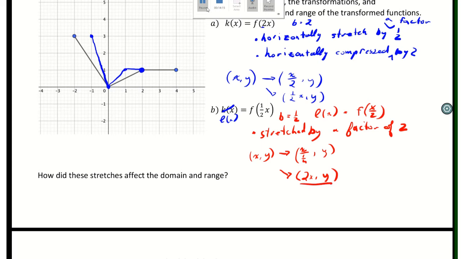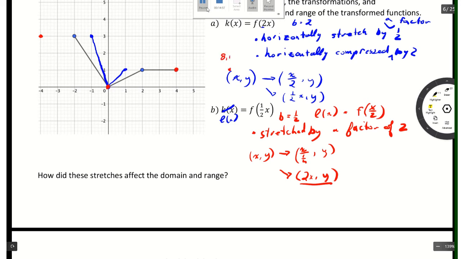So what's happening with the x values? Well, we're really stretching them by a factor of 2. So (-2, 3) becomes, well, you multiply the x values by 2. Negative 2 times 2 is negative 4. (0, 0) remains (0, 0). Now, this kind of looks clumsy, so I'm just going to see where my original point was. Remember, I'm working off my original graph. My original point was (2, 1). So this gets transformed to become (4, 1). And the point at (4, 1) gets transformed to become (8, 1).